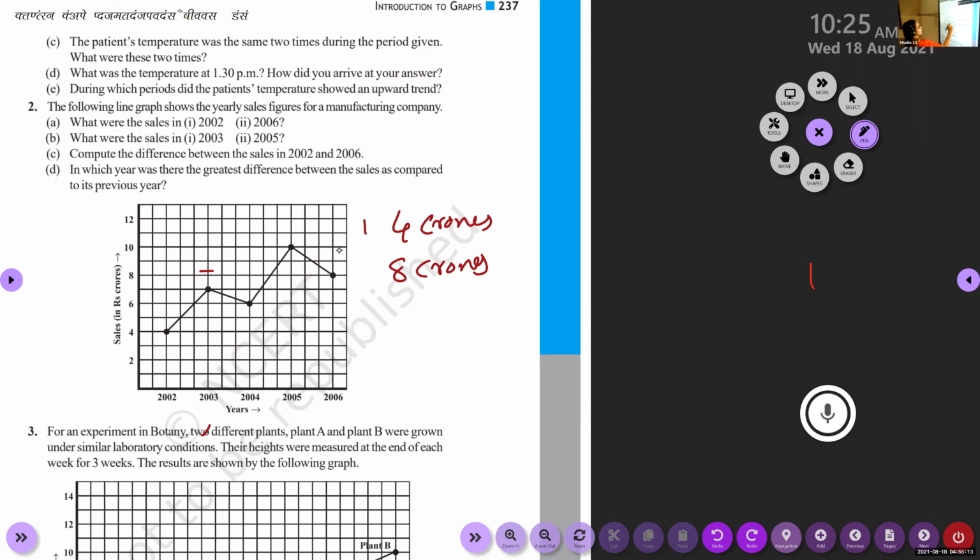Now the second one, B. What were the sales in 2003? From 2003, move your finger to this point and then to the y-axis. What is the number between 6 and 8? 7 crores. So it is 7 crores.